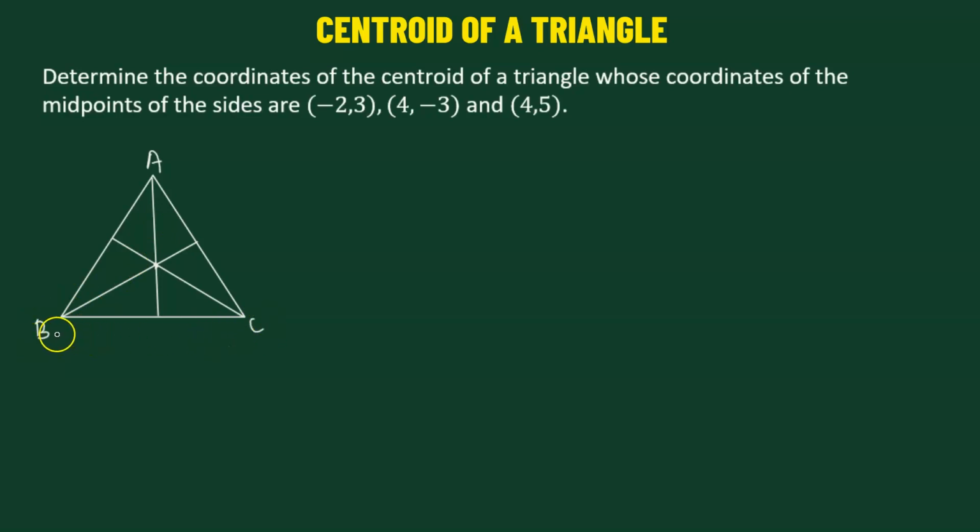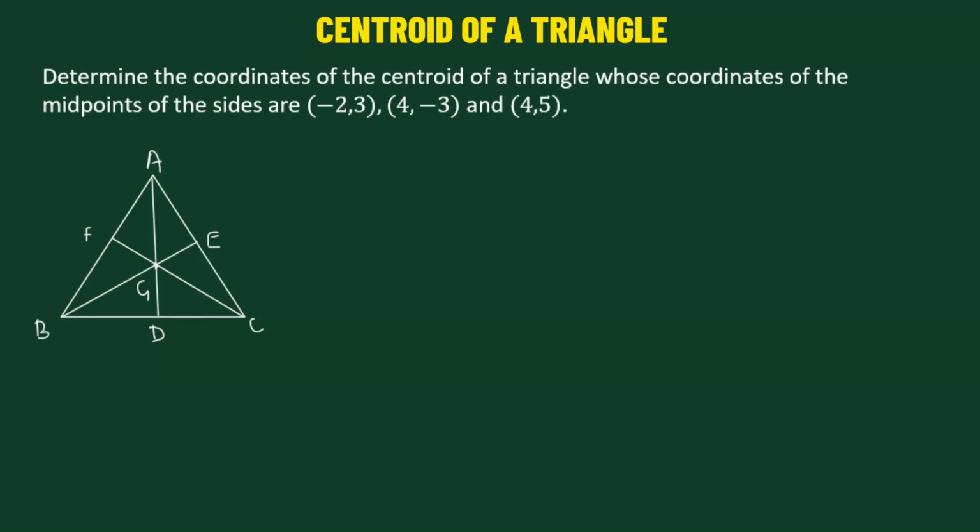Now the midpoint of B and C, we're going to consider it to be D. Midpoint of side AC, let it be denoted by E, and midpoint of AB, let it be denoted by F. Now if we join AD, BE and CF, those are going to be the medians of the triangle. And the medians meet at a common point G, which is going to give us the centroid of the triangle. So our goal will be to determine the coordinates of the centroid of this particular triangle ABC.